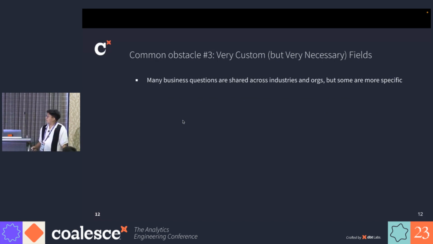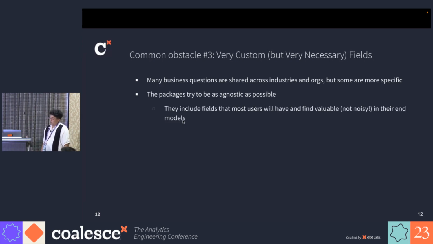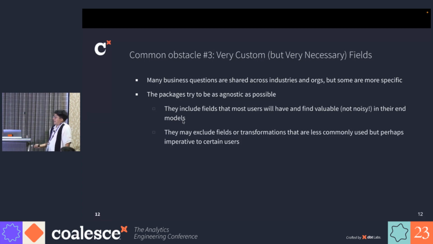So as I talked about, many business questions are shared across industries and orgs, but every organization is unique, and you're going to have some unique questions. Whereas the package does try to be as agnostic as possible, and go for these standard questions. So they include fields that most users will find valuable and not introduce noise and super wide models. And on the flip side of that, will exclude fields or transformations that are less commonly used, but for a handful of people, they may be imperative to answer their stakeholder questions.